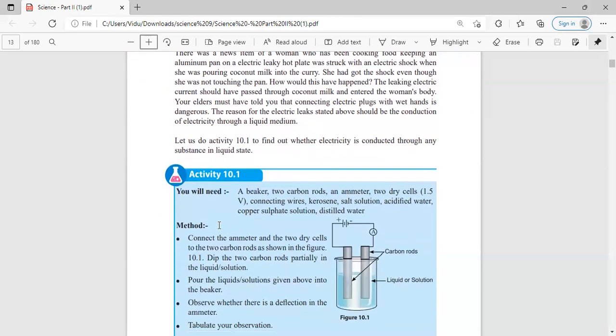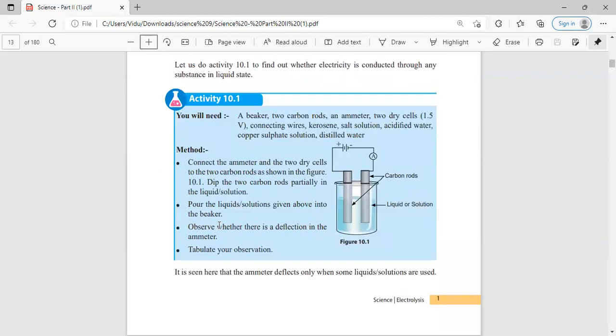So now we are going to do activity 10.1 to find out whether electricity is conducted through any substance in liquid state. To do activity 10.1, you will need a beaker, 2 carbon rods, an ammeter, 2 dry cells, and connecting wires. You need several liquids or solutions: kerosene, salt solution, acidified water, copper sulfate solution, and distilled water.